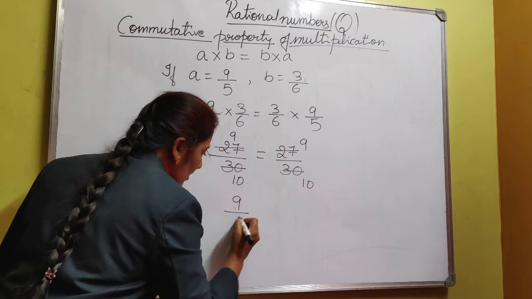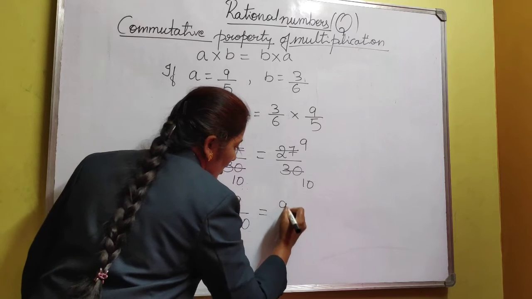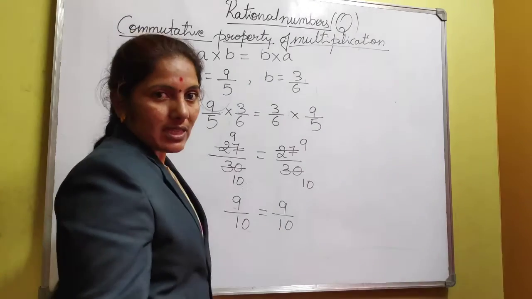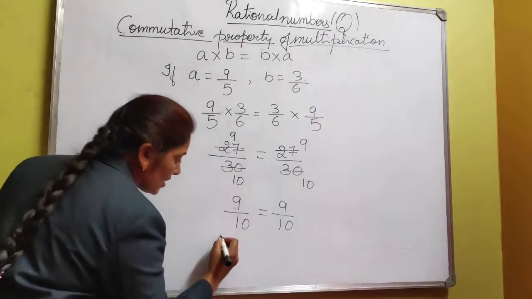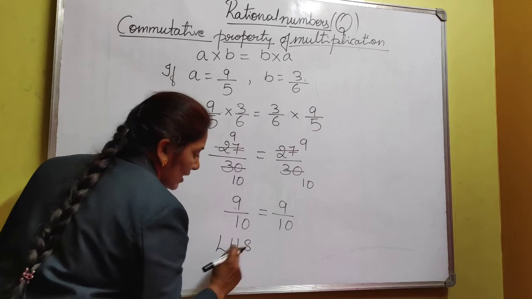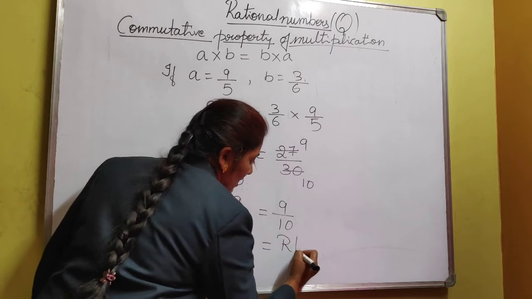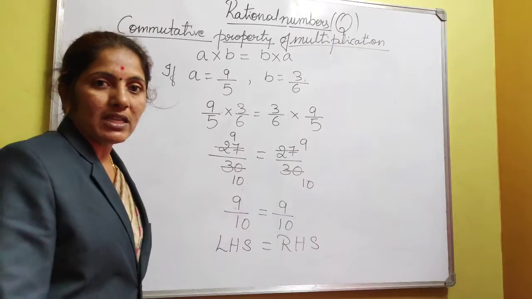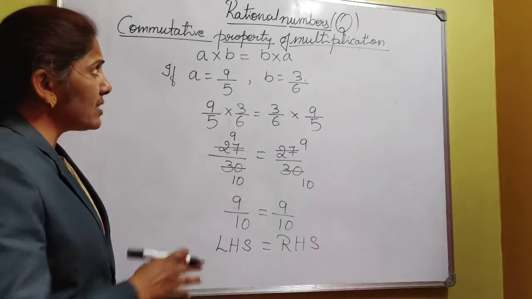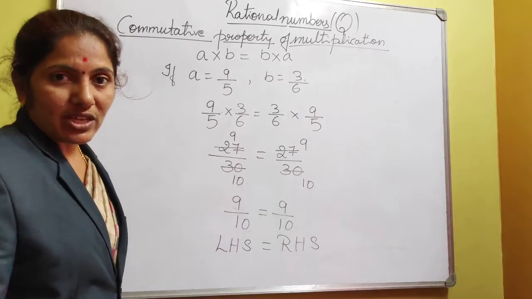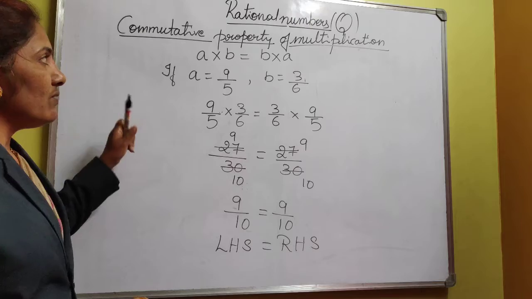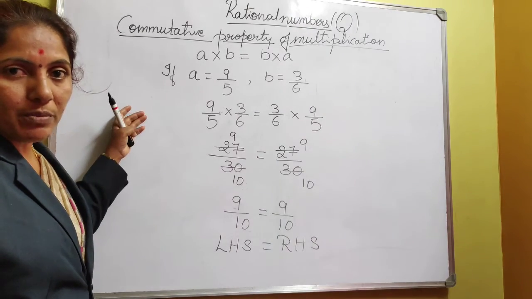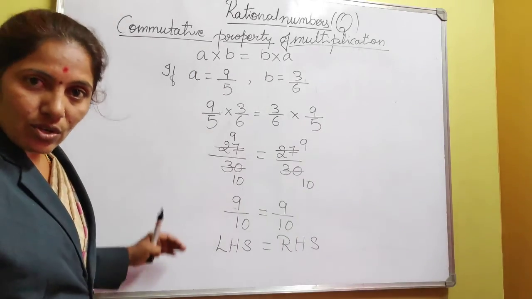Further, I also get here 9 by 10 is equal to 9 by 10. See, 9 by 10 belongs to Q, that is, rational numbers. And what is the last conclusion I can say here? LHS is equal to RHS. That is, if LHS is equal to RHS, the commutative property of multiplication is satisfied where? Under rational numbers. So, in the same way, we understood now the commutative property of addition is satisfied, and the commutative property of multiplication is also satisfied.